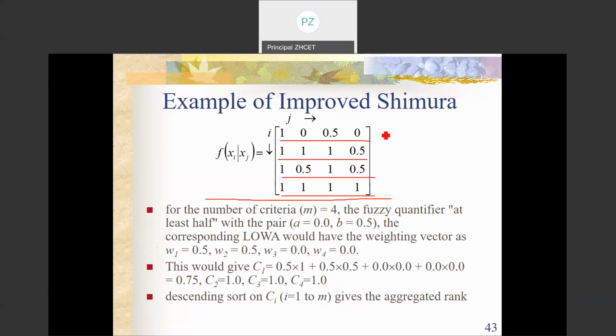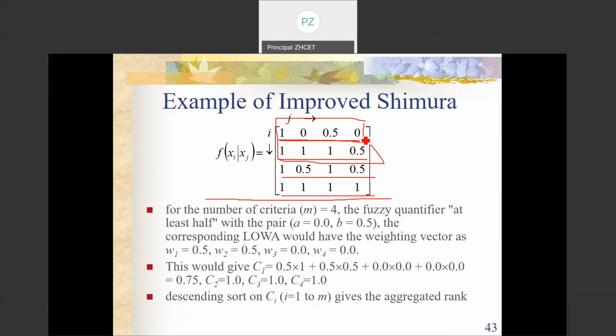In the improved Shimura technique, instead of taking the min, we will take at least half of the four values in a given row. For the number of criteria, it is half, with the pair A equal to 0.0, B equal to 0.5. The corresponding linguistic ordered weighted averaging would have the weighting vector. You can check for yourself. It will be 0.5, 0.5, 0, 0.